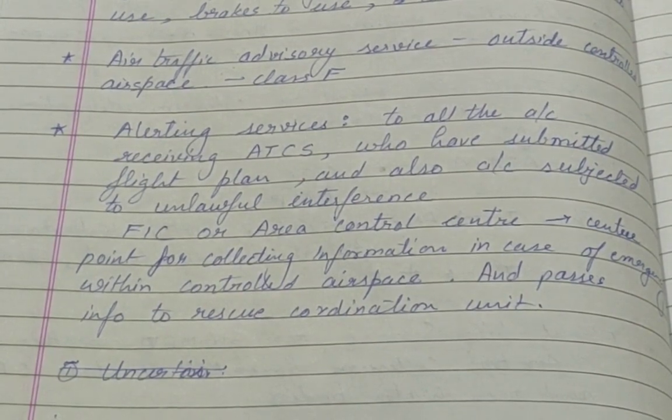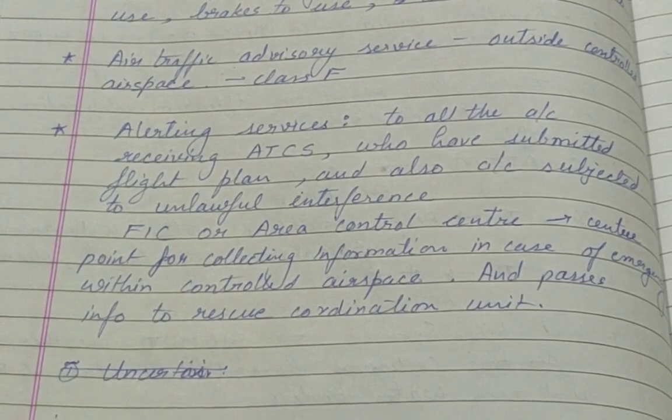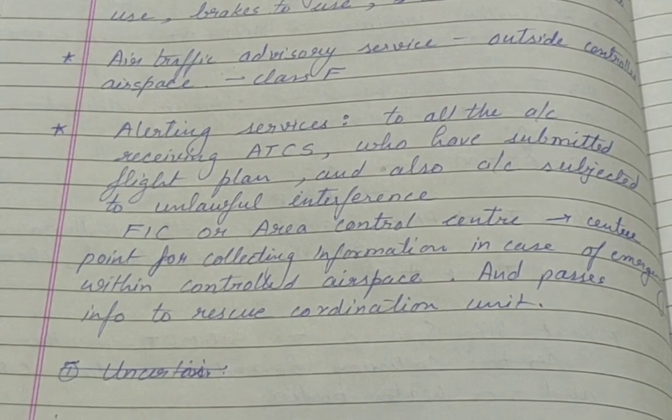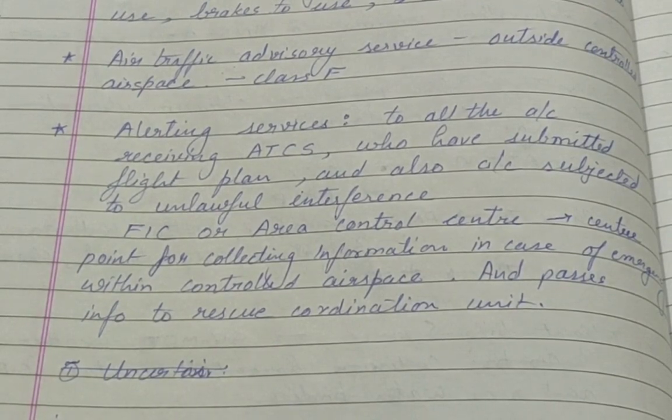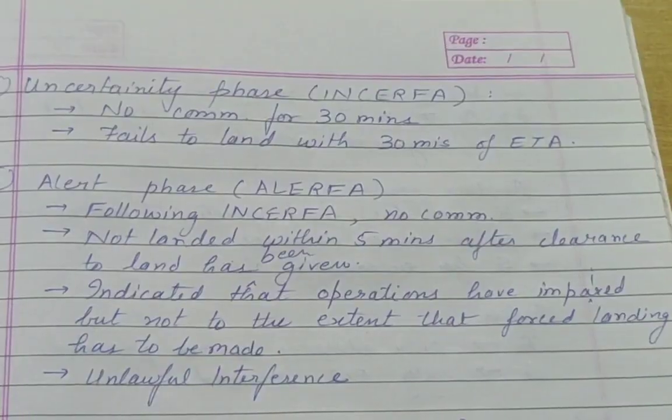The FIC and Area Control Center are the center point of collecting information in case of any emergency within the controlled airspace, and they pass this information to the rescue coordination unit, and this rescue coordination unit further takes this issue and acts accordingly. Let's talk about different states of emergency.